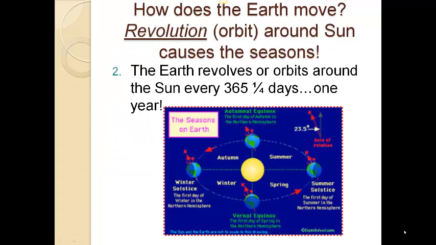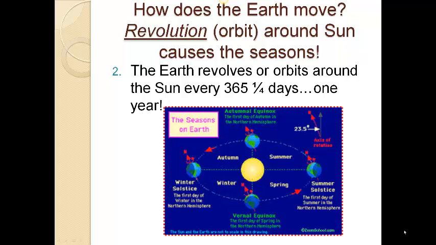Now, how does the Earth move? This is the revolution around the sun, and it causes the seasons. This is the real reason why we have the seasons. Now, the revolution or the orbit of the Earth around the sun actually takes 365 and 1/4 days. That's how long a year is. That little quarter adds up in 4 years to an extra day, which is the day that we have to add for leap year. So in this model that you're looking at, these are the positions of the seasons.